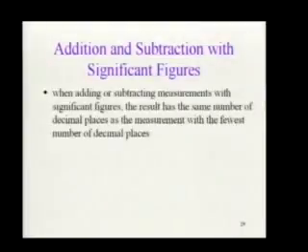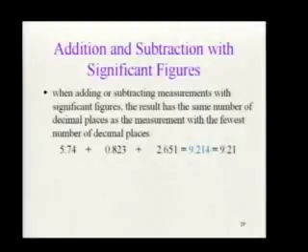Okay, now this is where it gets a little bit different. It's still not hard. You can certainly keep this straight in your head. Multiplication and division, easy to do. Just count whichever one has the fewest. Now, when we're dealing with addition and subtraction, this is where it gets kind of tricky. Instead of looking at the number of sig figs that are present, when you add and subtract things together, you are actually looking at the decimal places present.